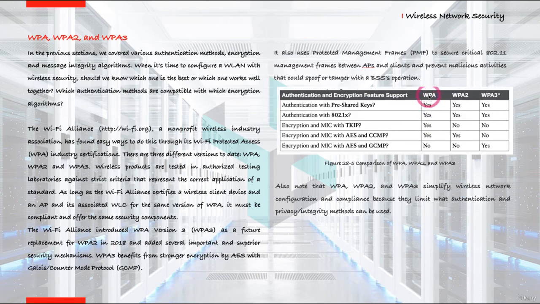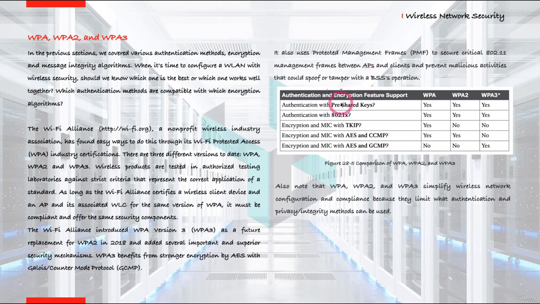If you use WPA, it supports pre-shared key, and it also supports 802.1X identity authentication. As encryption, it supports TKIP along with message integrity check. WPA also supports AES and CCMP encryption, but not GCMP.